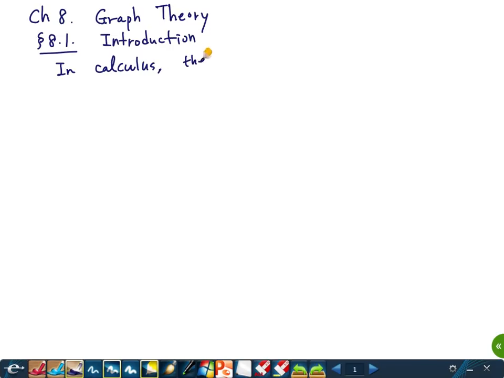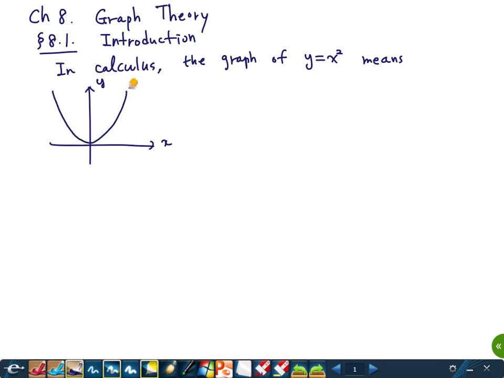The graph of a function like y equals x squared means the set of points in this xy plane satisfying that relation. So like this parabola. So we say that this is the graph of this function y equals f of x, right? But in our class, graph means not this.